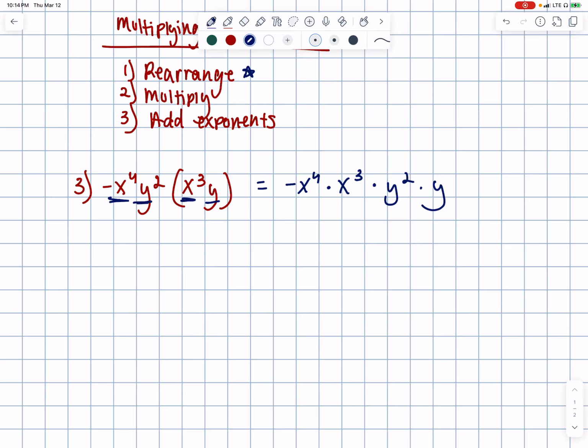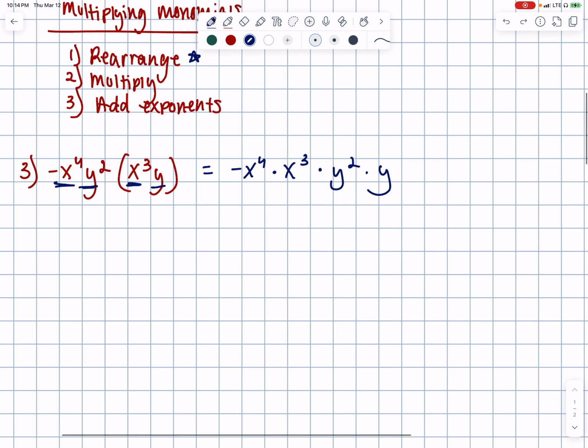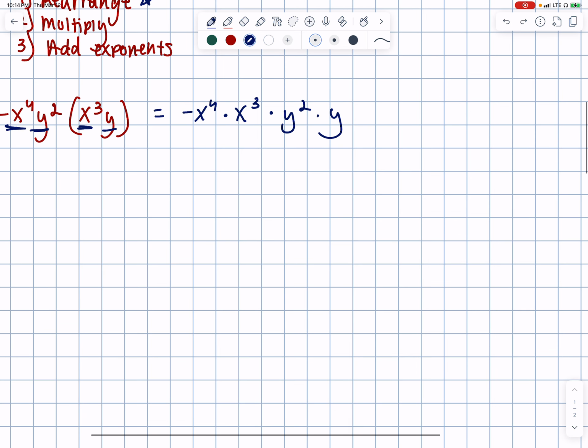If it helps you to write it and then cross it off so you don't miss anything, that's fine. You can do that, because it'd be a shame if you miss something and then you get the wrong answer.